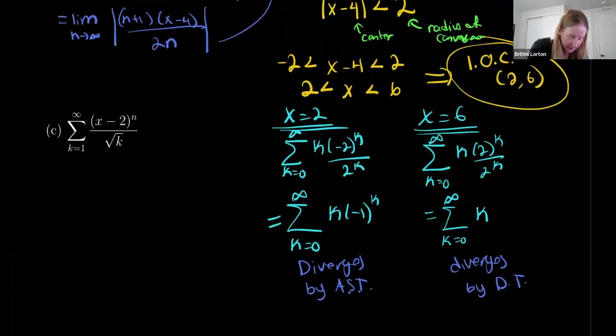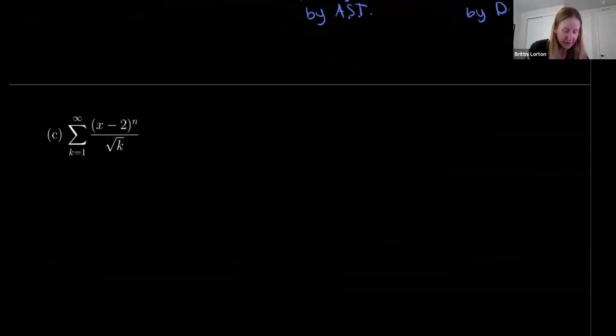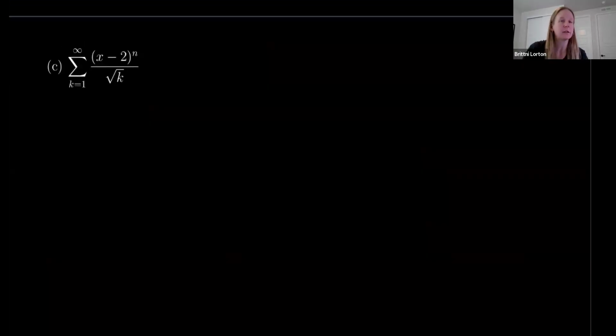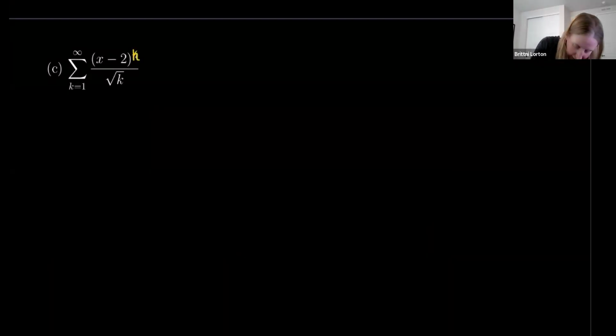I'm going to give myself some space for the next one. I realize I didn't give myself enough space, so I'm just going to open up a new page. Same question: I'm going to find the radius and interval of convergence. This was just a small typo. That should be a k right there. I'll fix the colors. There we go.